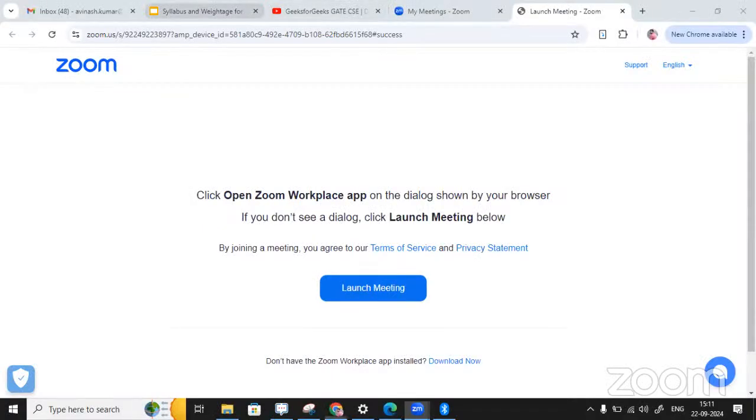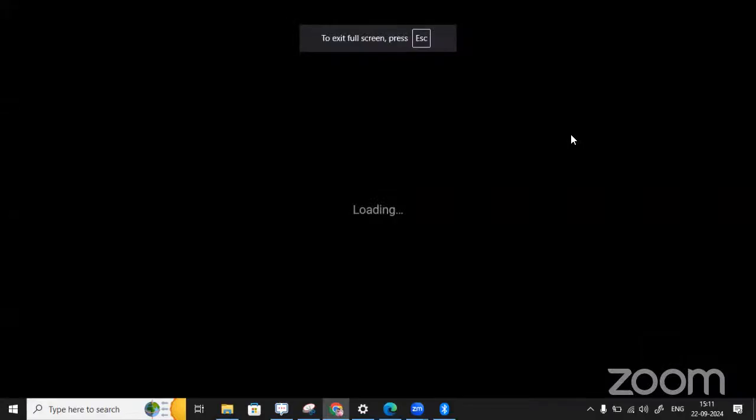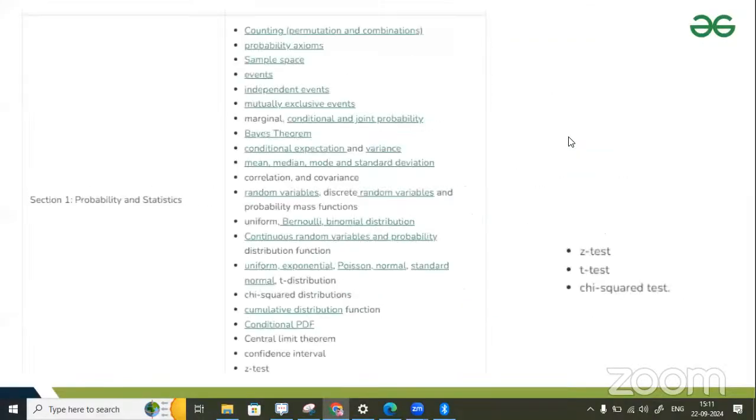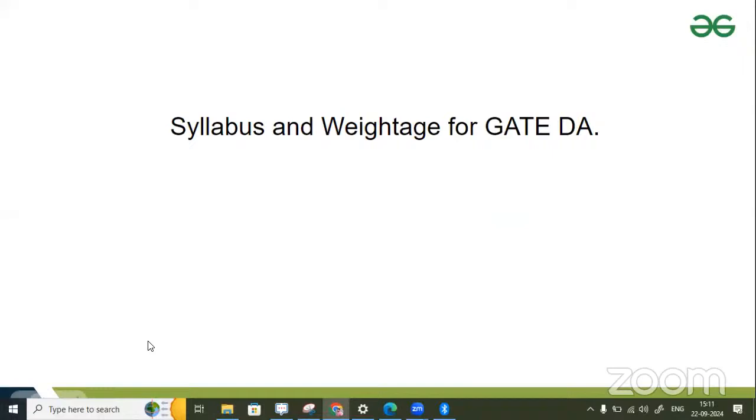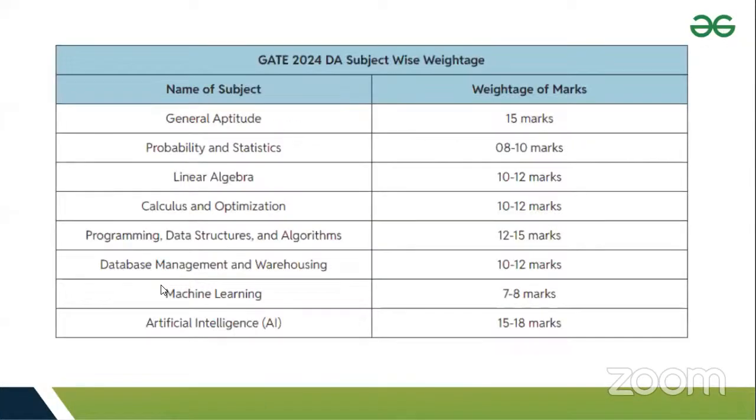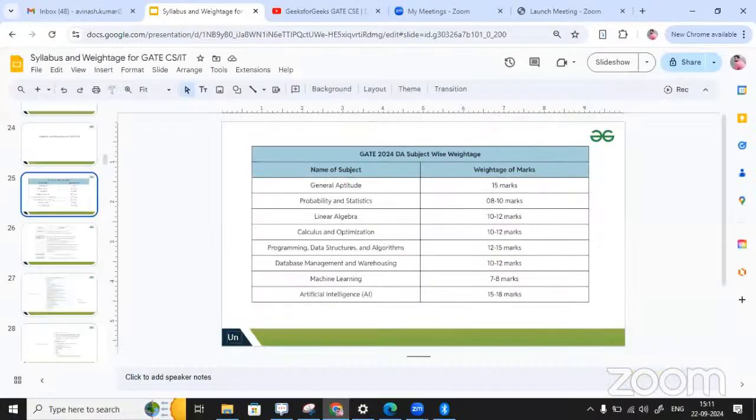I'm going to share my screen. Just let me know once my screen is visible to you guys. Okay, I think my screen is visible to you. If it is visible, just let me know. Is it visible, guys? Is the screen visible?